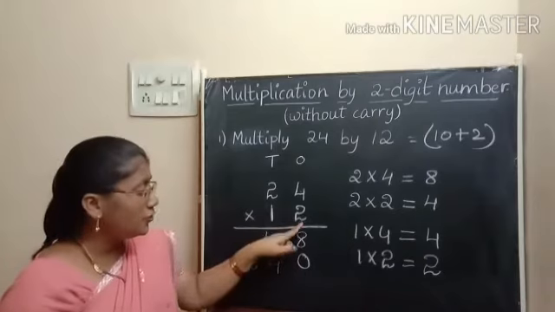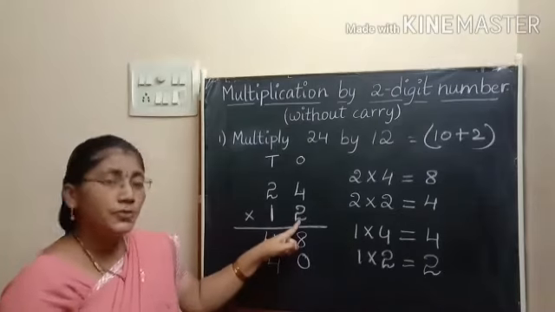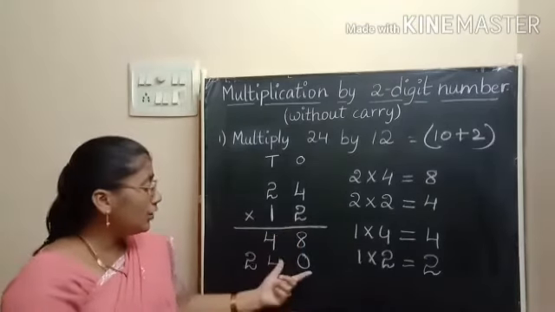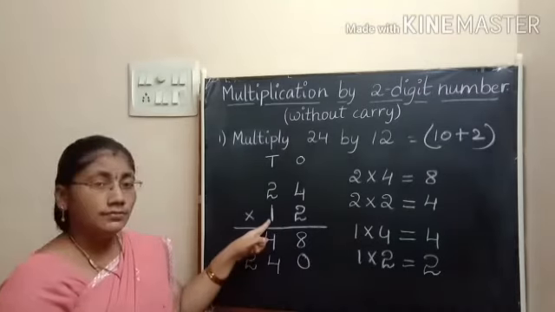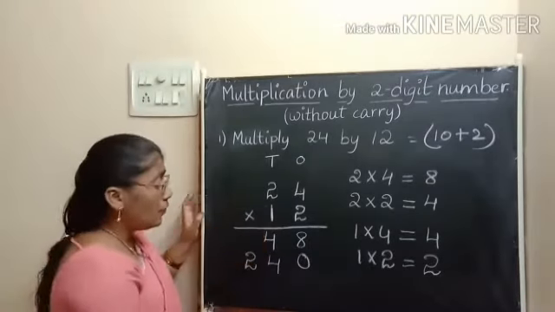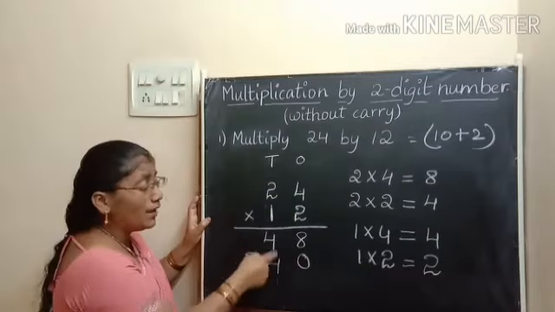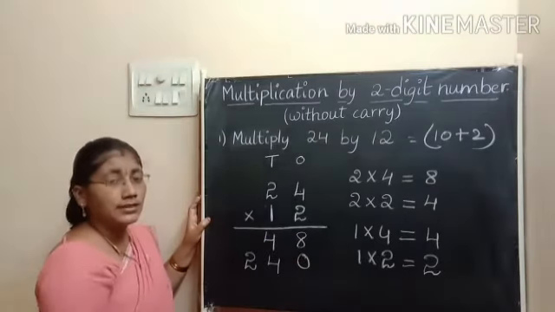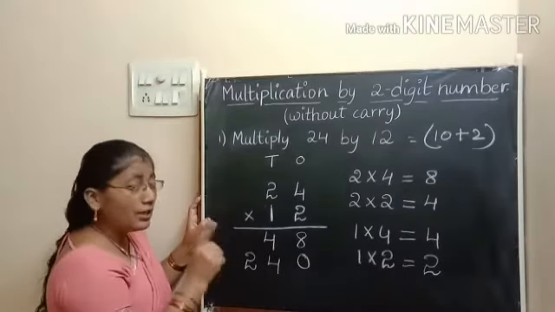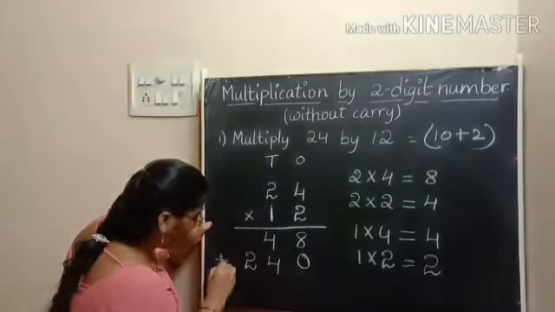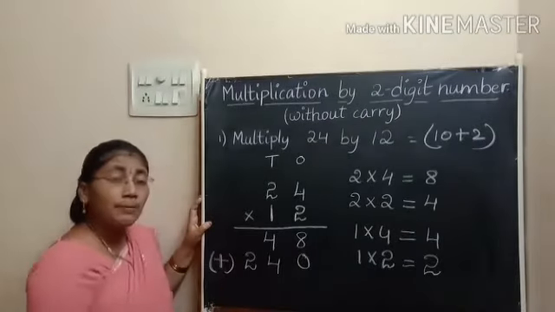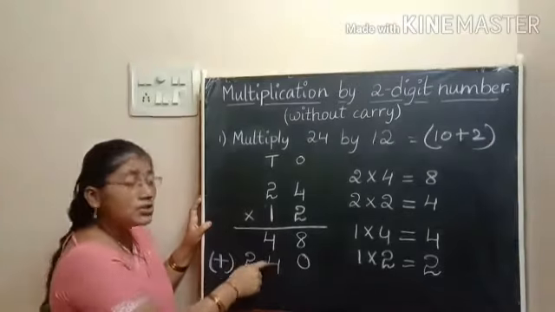The first line belongs to 2: 48 belongs to 2. And 240 belongs to 10. Is it clear? Now we have to add these two lines to get the final result. Understood? Now we apply addition on these two lines.